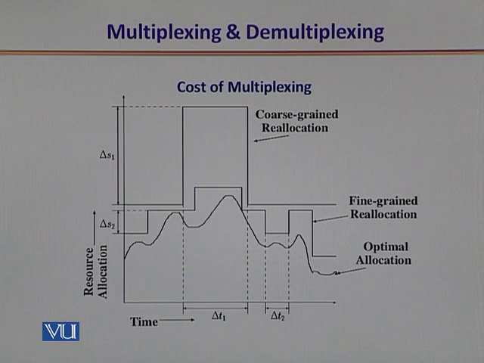With these options of allocation, we can understand that multiplexing would have some kind of overhead that it imposes on any shared system.